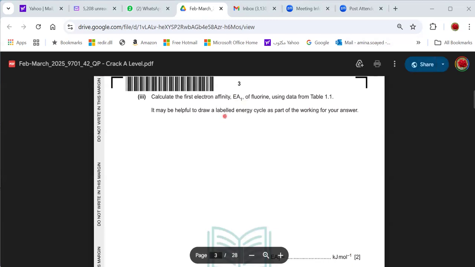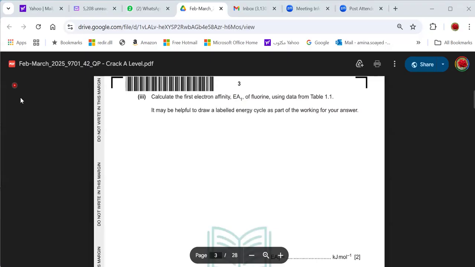Triple I says calculate the first electron affinity, EA1, of fluorine using the data in table 1. It may be helpful to draw a labeled energy cycle as part of the working of your answer. So we know that here we have to draw the energy cycle, or if you can calculate the enthalpy change or the electron affinity without drawing the cycle, it's okay. But if we want to draw the cycle, we know that here we have to draw a line here and say that this is the silver fluoride solid. And then here we put a line and draw the elements of the silver and the fluoride.